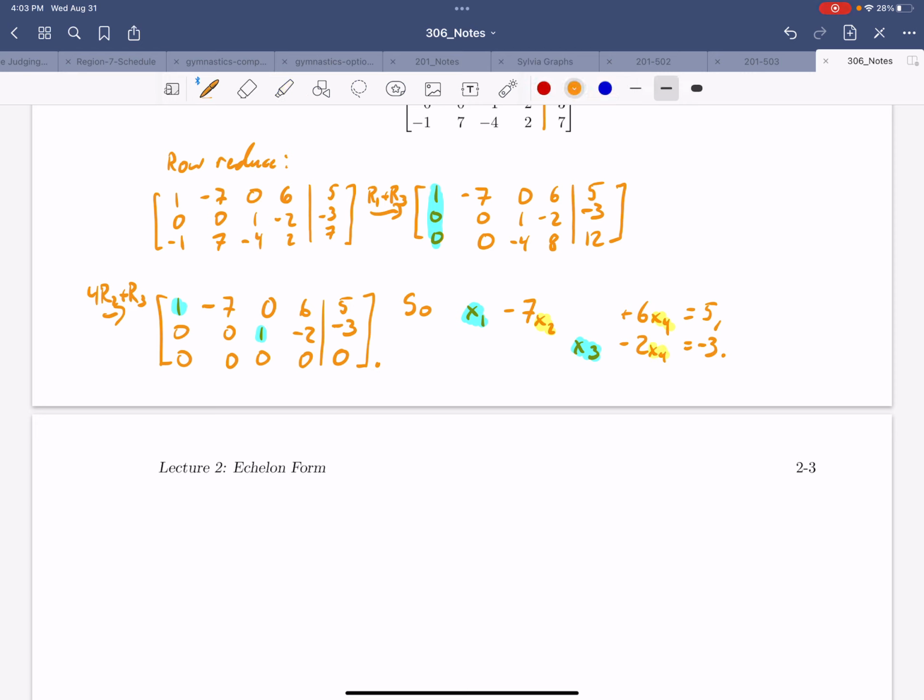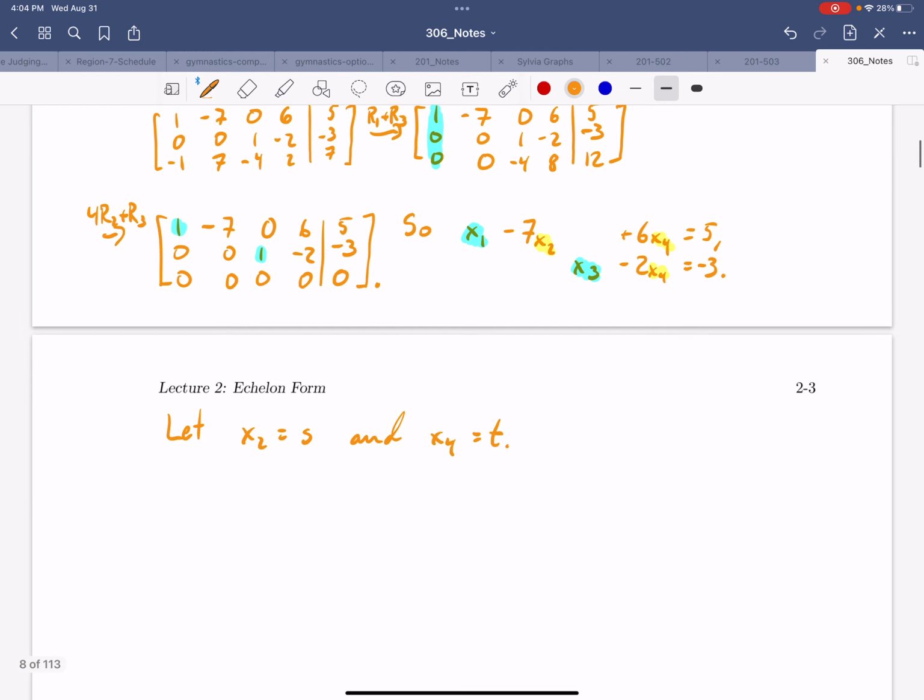So what we do in this situation is we say x2 and x4 can be any value that we want. They're the so-called independent variables if you want. So we can say let x2 equal, call it s, and x4 equal t. So when we do that, we can now solve for x1 in terms of x2 and x4, but really in terms of these constants, s and t. Let me just say for any s and t in the real numbers.